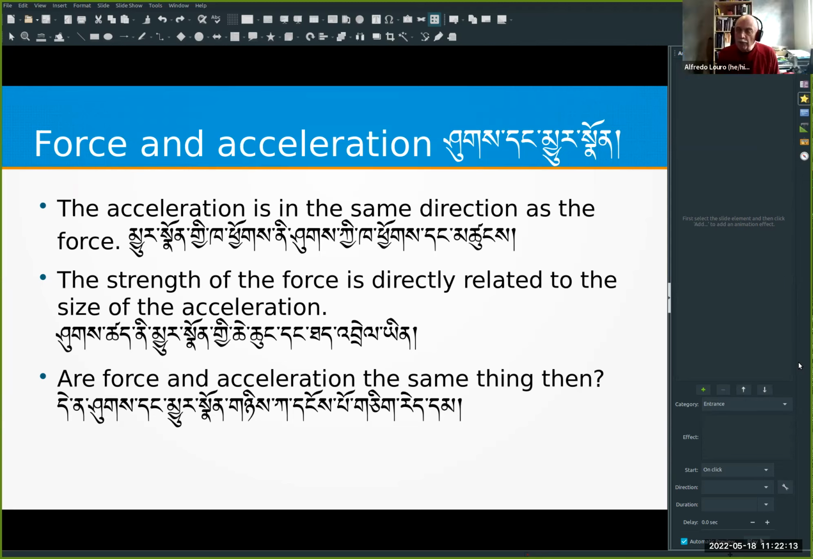And then I push the ball up with my hand so that the ball accelerates upwards.